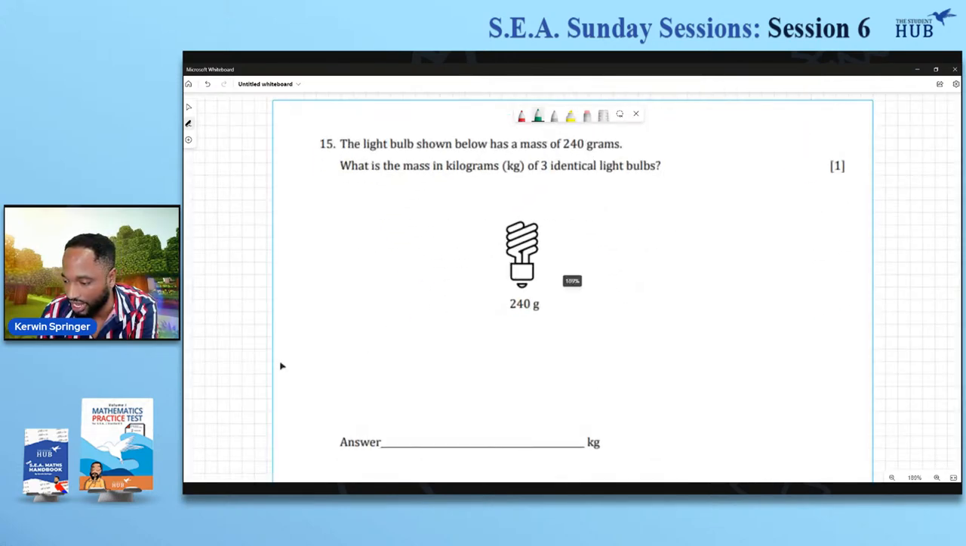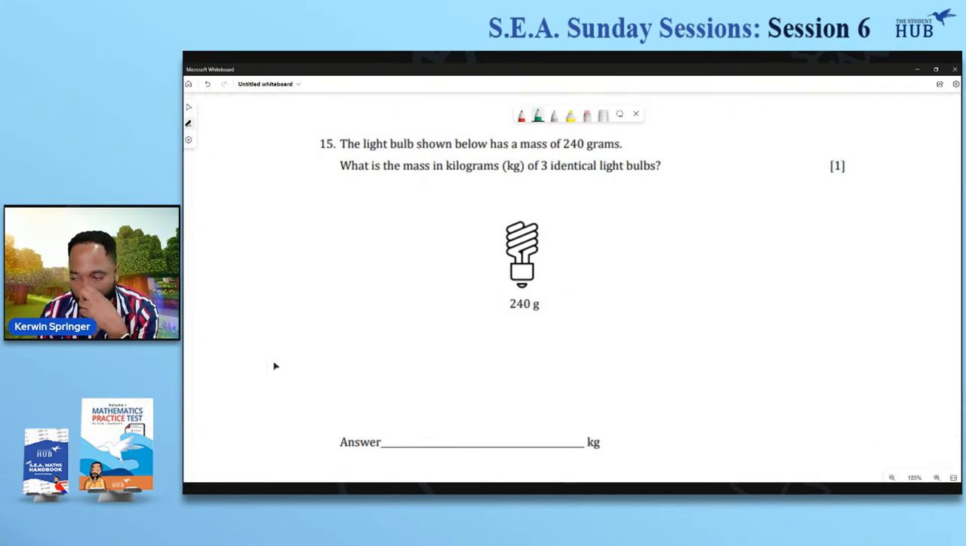Number 15, the light bulb shown below has a mass of... Oh, we crossed the 500. We crossed the 500 today.